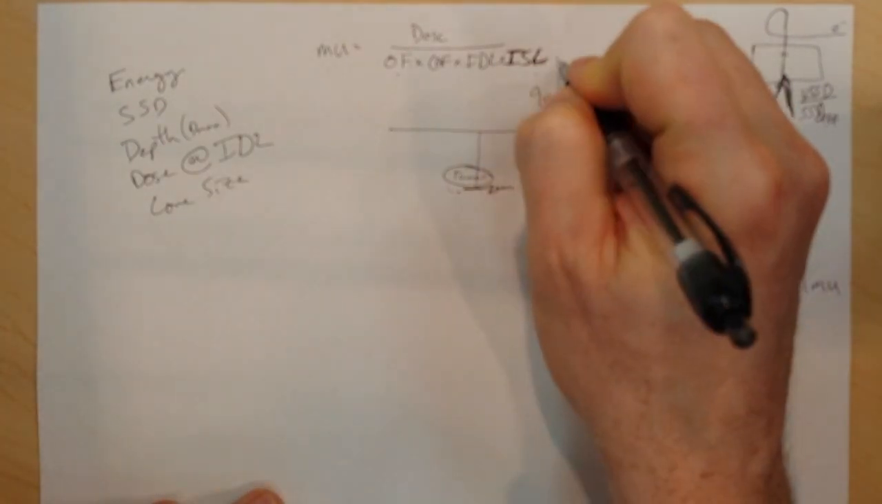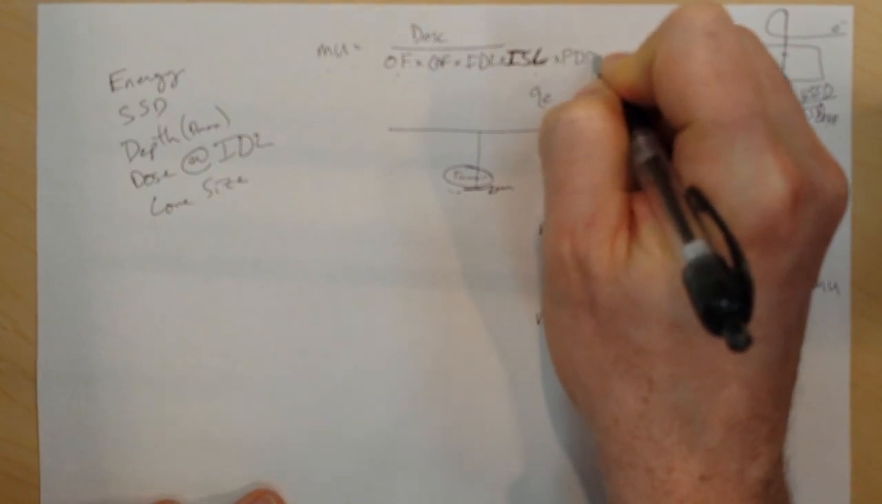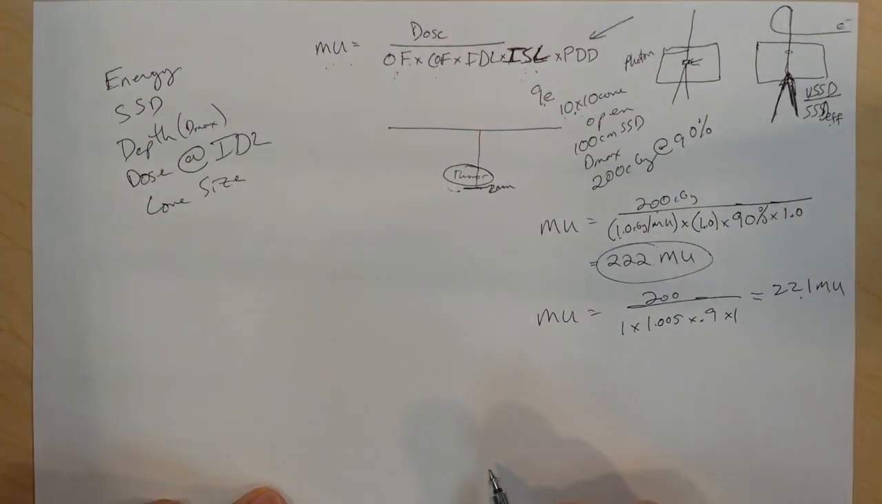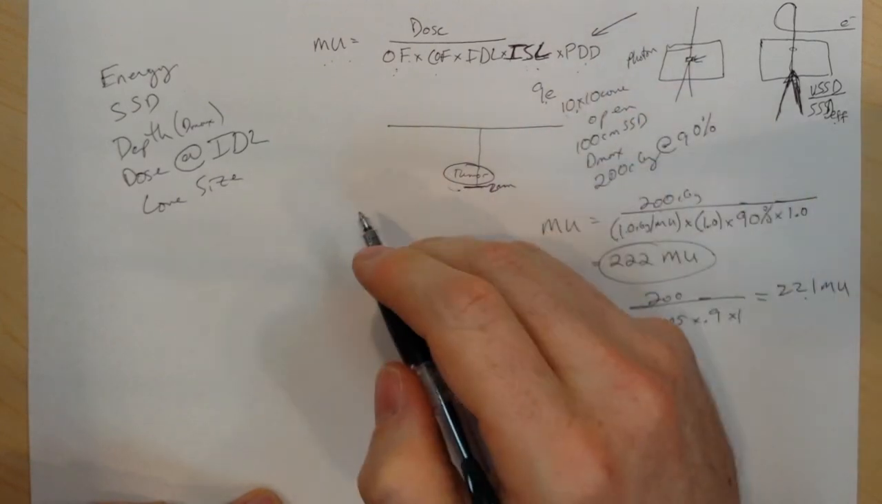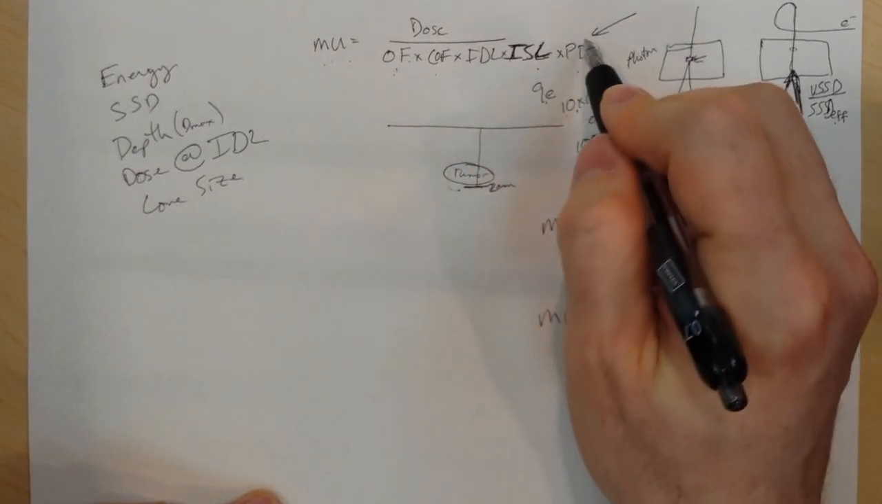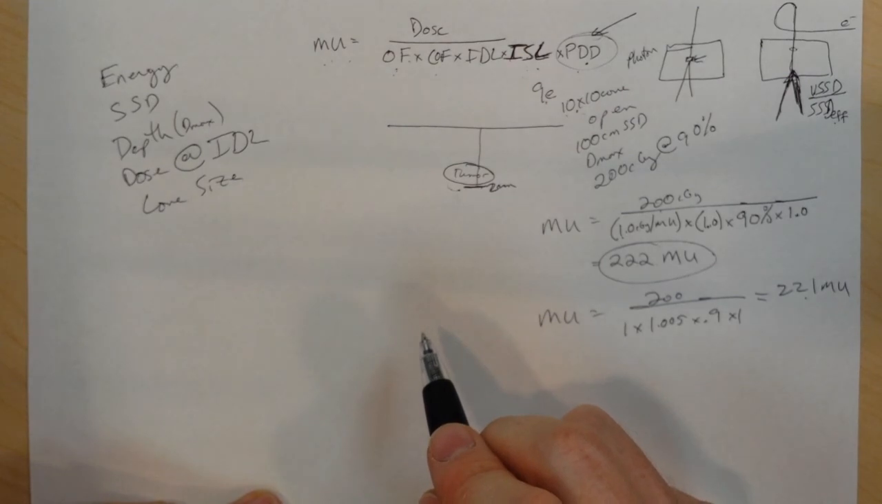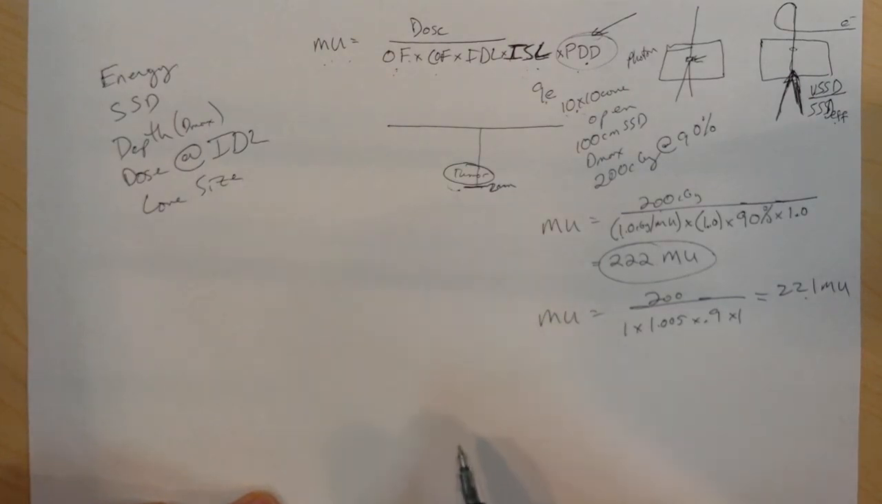So there's one factor in here that I didn't put, which was PDD. Normally, the percent depth dose is 1.0. It's 100% since we're prescribing to Dmax. If we're not prescribing to Dmax, then you need a percent depth dose factor that modifies the attenuation of the beam.